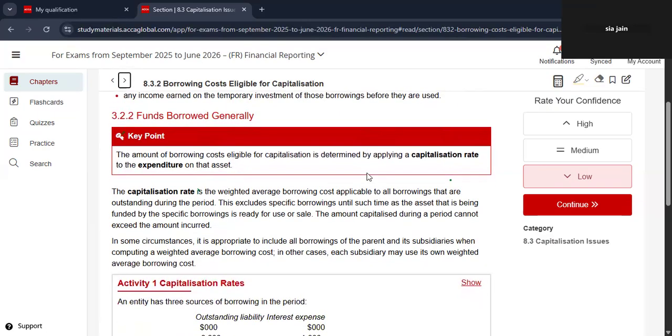Funds borrowed generally. The amount of borrowing cost eligible for capitalization is determined by applying a capitalization rate to the expenditure on that asset. The capitalization rate is a weighted average borrowing cost applicable to all borrowings that are outstanding during the period. This excludes specific borrowings until such time as the asset that is being funded by the specific borrowings is ready for use or sale. The amount capitalized during a period cannot exceed the amount incurred. In some circumstances, it is appropriate to include all borrowings of the parent and subsidiaries when computing a weighted average borrowing cost. In other cases, each subsidiary may use its own weighted average cost.